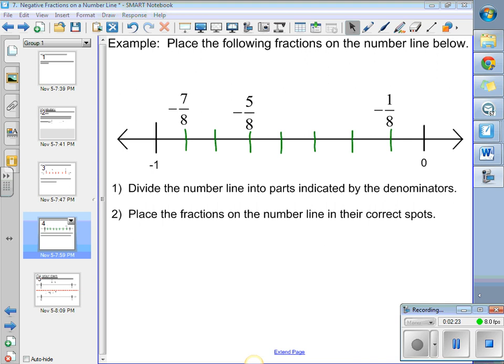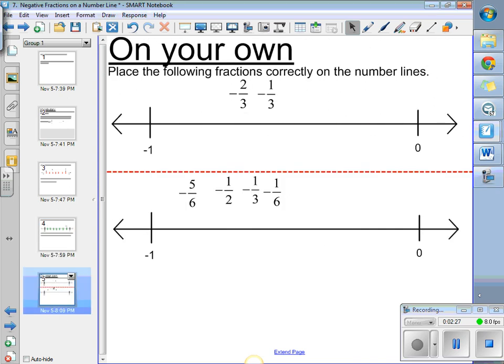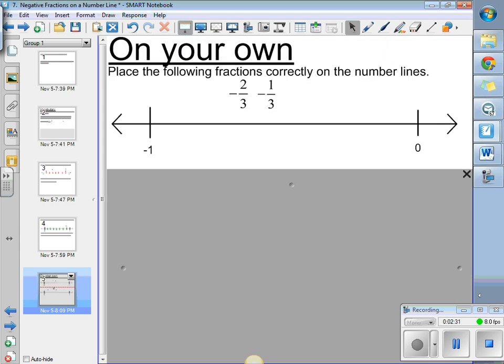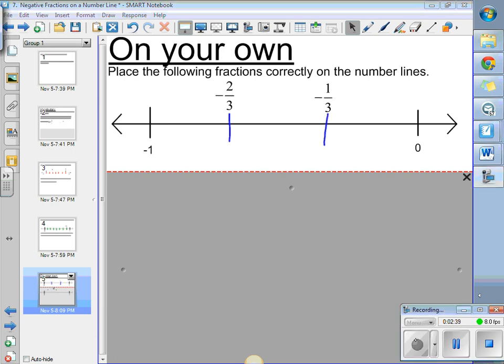All right, now, on your own, we're going to do this next page. So, start with one at a time. There we go. We'll start with that one. We'll again pause and come back. Okay, so hopefully you got something that looks about like that, because again, -1/3 is closer to 0 than -2/3.